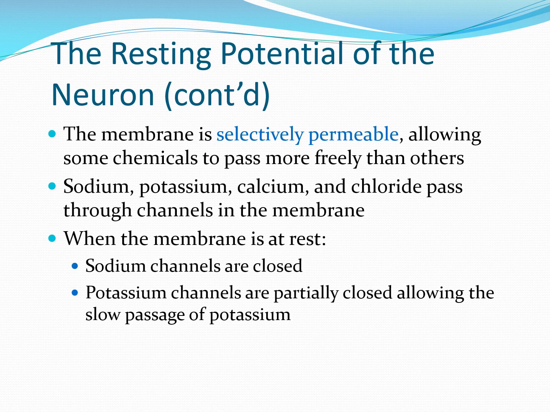The membrane is selectively permeable. It allows some chemicals to pass more freely than others. We saw before that the membrane has these protein channels, and they can allow certain ions to pass and not allow other ions to pass. We have sodium, potassium, calcium, and chloride as our basic makeup of what's in neurons and what's in the extracellular fluid.